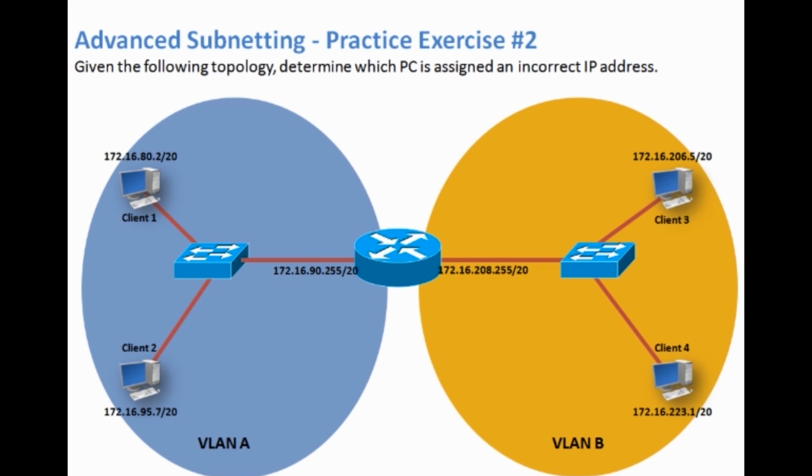It has an IP address that doesn't belong to the subnet of its VLAN. Notice the addressing on screen. We're taking a Class B network of 172.16.0.0/16, and we're subnetting it. We're using a /20 subnet mask.